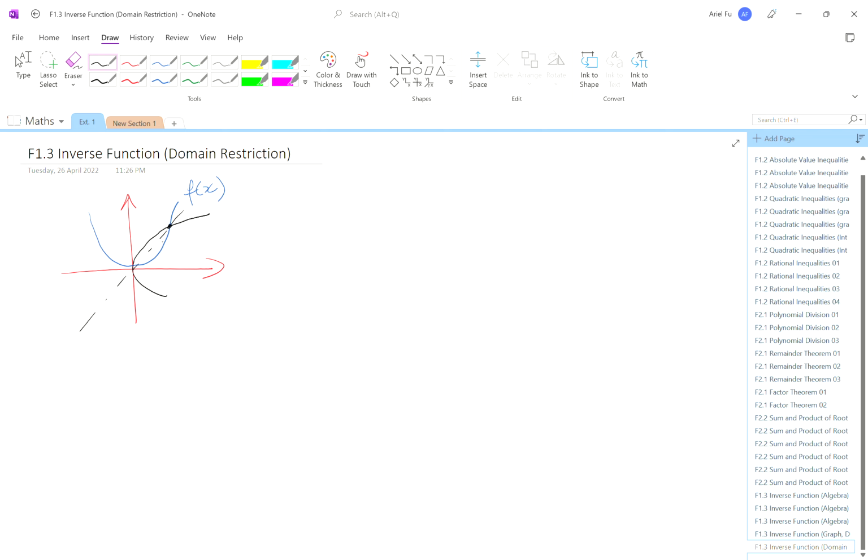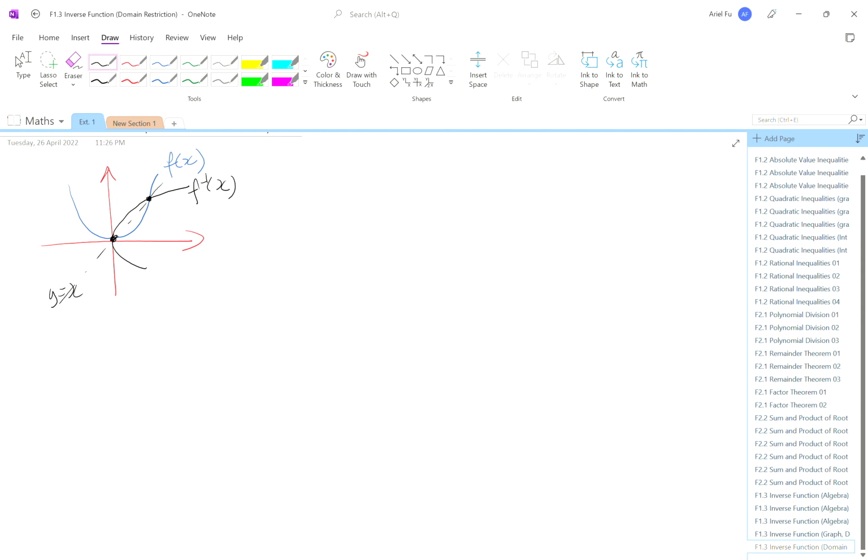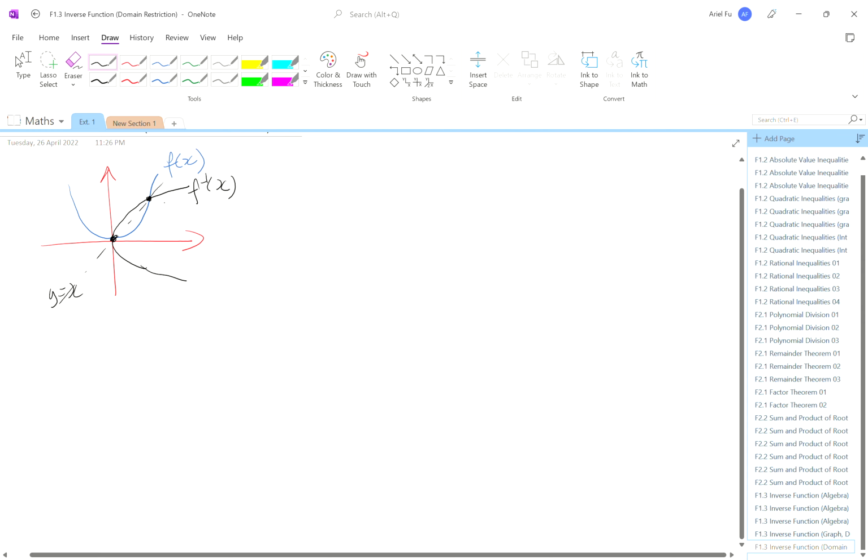All the intersection points between any function and its inverse will always happen on the line y equals x. In other words, if f of x crosses y equals x, then there will be a point of intersection.